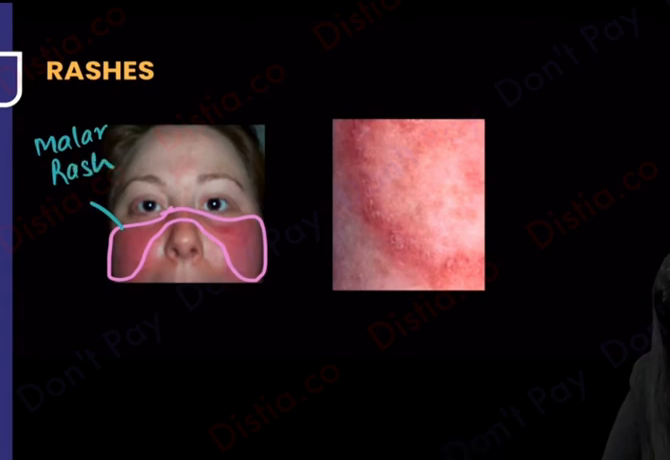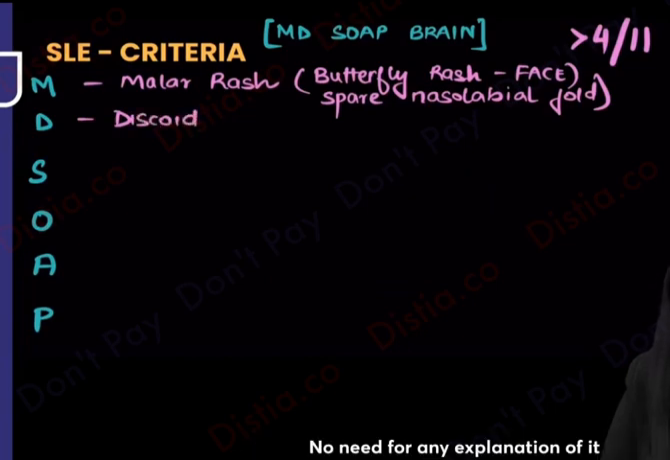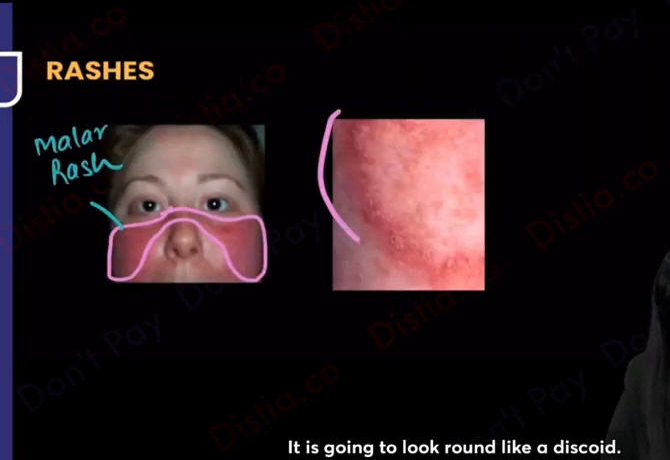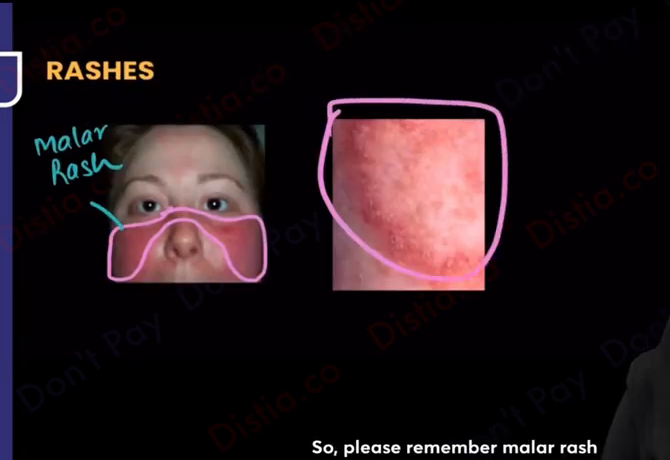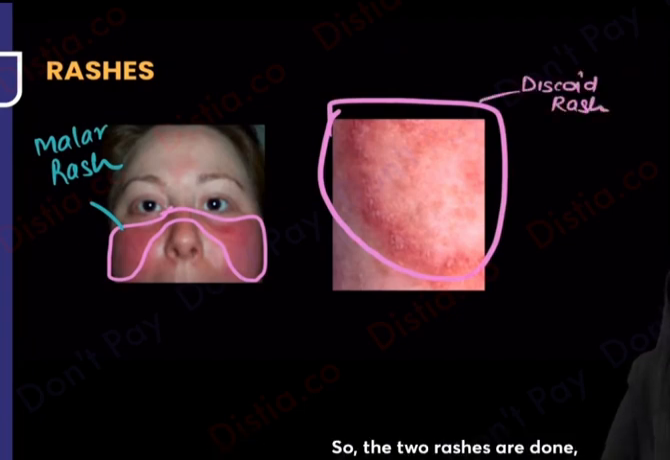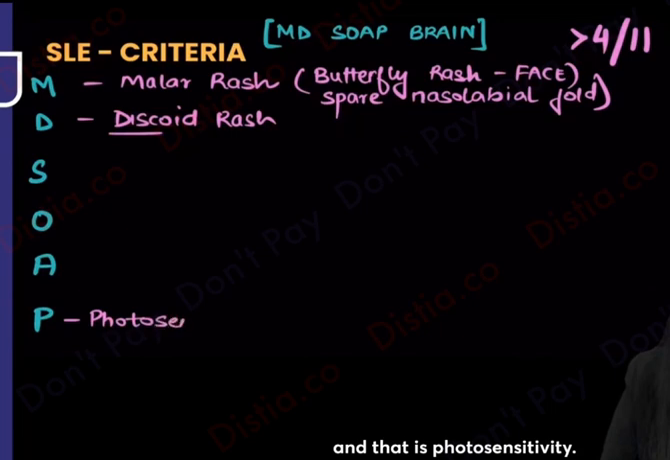Now, once we've analyzed the malar rash, the next rash that we have is the discoid rash. No need for any explanation of it because the name itself is enough. It is going to look round like a discoid. So please remember, malar rash, and the other round one is going to be the discoid rash. Perfect. So the 2 rashes are done, which means I'm talking about skin problems. So let me talk about one more skin problem, and that is photosensitivity.